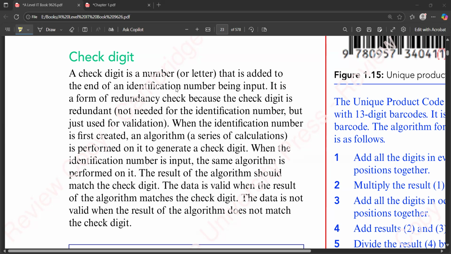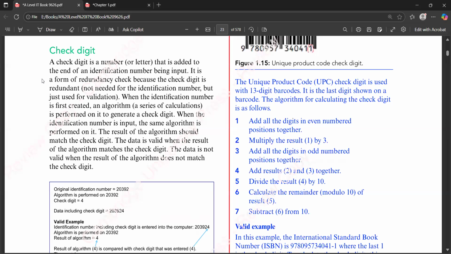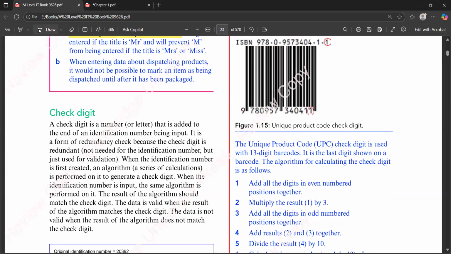Now, when it comes to check digit, a check digit is basically a number or letter that is added at the end of the identification number. For example, can you see this barcode on my right hand side? Can you see the one with a circle marked on that? Yes. A check digit is the digit that is added to the end of the number.